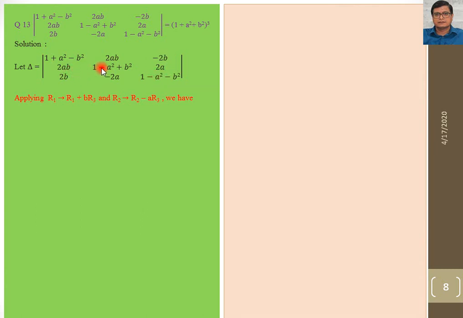And here it is 1 minus a square plus b square, to make it plus a square, multiply this value by a and then subtract this value in R2. So I am using these two operations: in R1, R1 plus b times R3, and in R2, R2 minus a times R3. So we have these values after this operation in R1 and in R2.